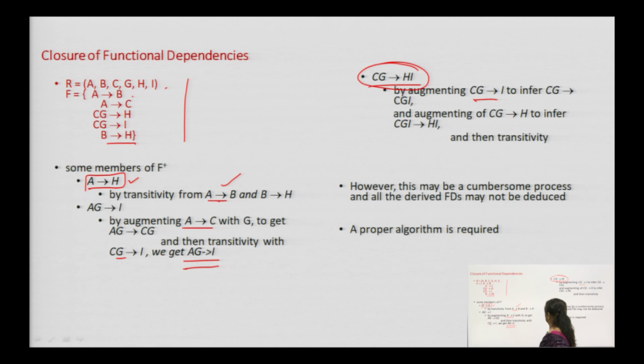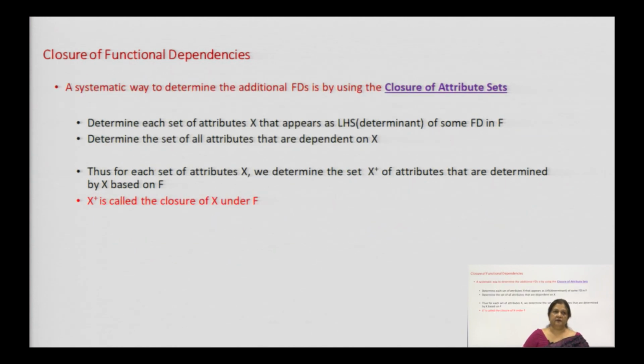But since, as we said, there may be many functional dependencies that can be implied from the given set of functional dependencies, it may be difficult to deduce them like this, and a proper algorithm may be required to do this. And what is that? A systematic way to determine the additional functional dependencies is by using the closure of the attribute set. What does the closure of the attribute set mean?